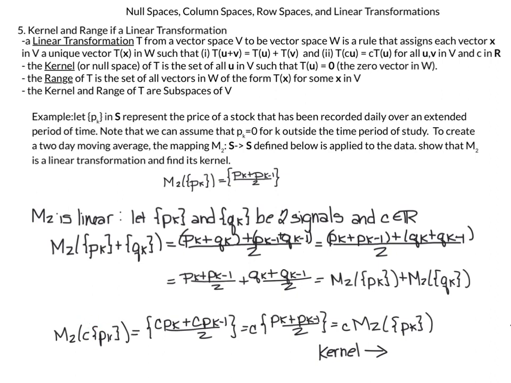So now we need to look at the scalar multiplication. So we have c times p_k plus c times p_(k-1), over 2. So we can factor out the c because now we're thinking term by term. So we have c times (p_k plus p_(k-1)) over 2, which is c times M2 of p_k. So we've shown that M2 is linear. So next, on the next slide, we'll show what the kernel looks like.